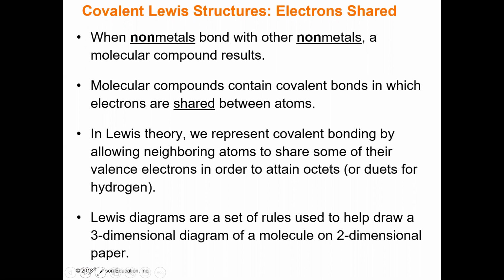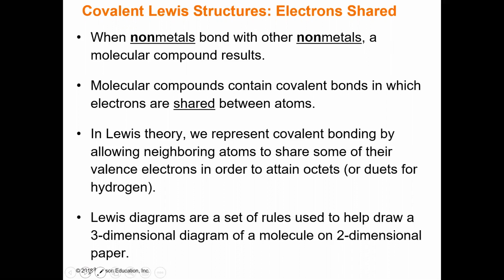So we learned about ionic compounds, which form between a metal and a nonmetal, in which the metal will donate 1 or 2 electrons, or 1 or more electrons, and the nonmetal will accept those electrons. We can also have covalent bonds form, and that's what makes up a molecule. Those happen when a nonmetal or nonmetals bond with other nonmetals. And the result is that we have a molecular compound.